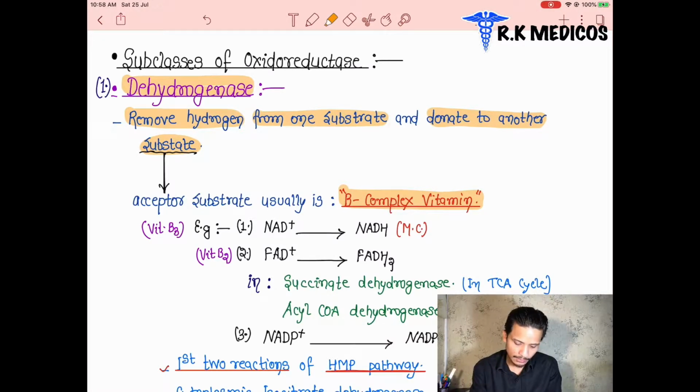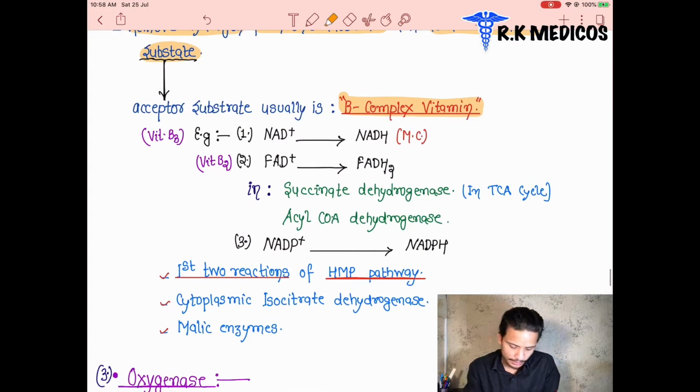Dehydrogenase means the removal of one hydrogen from one substrate and giving it to another substrate, and here that other substrate is fixed. That is usually vitamin B complex. We can see in the first example here, the NAD plus is gaining one hydrogen and is in the NADH state. So there is a gain of hydrogen, taking from another substrate and giving to it.